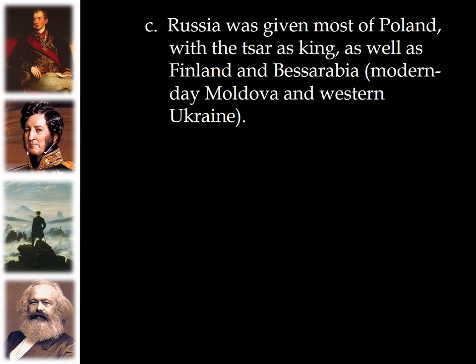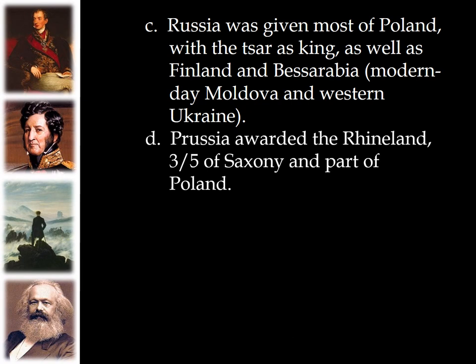Russia was given most of Poland, even though the Tsar wanted all of it, but they did allow him to have most of it with the Tsar as king, as well as Russia being given Finland and Bessarabia, modern day Moldova, and western Ukraine. Prussia was awarded the Rhineland around the Rhine River and three-fifths of Saxony, and also even part of Poland, the part that was not given to Russia. Sweden received control over Norway.